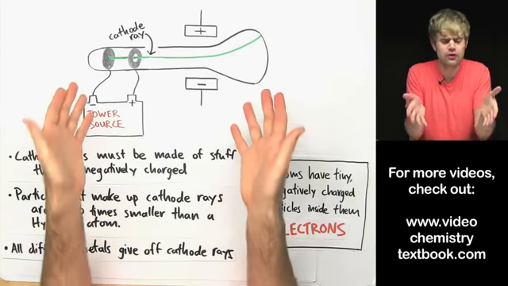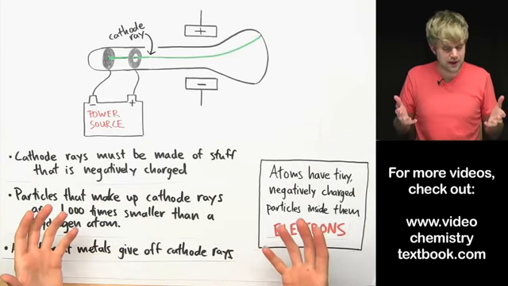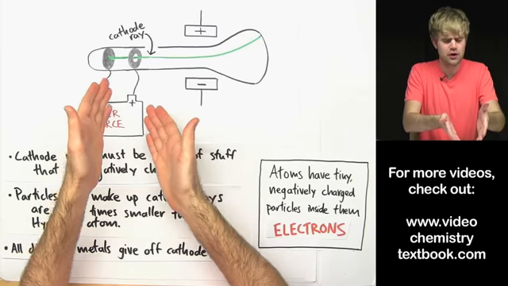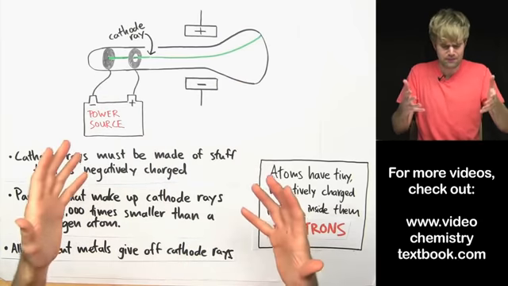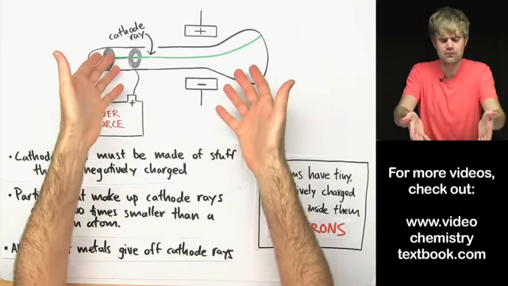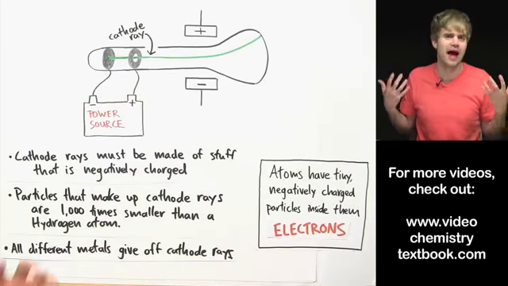I remember when I first learned this stuff, I was thinking, wait, doesn't this just show that electricity or cathode rays have negatively charged stuff? How does this tell us anything about the atoms?